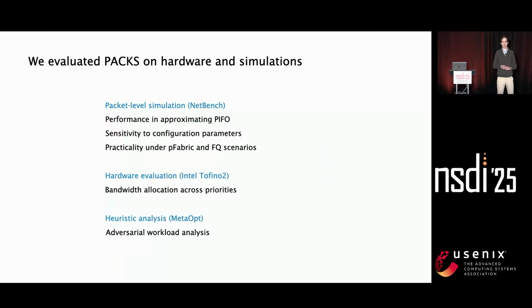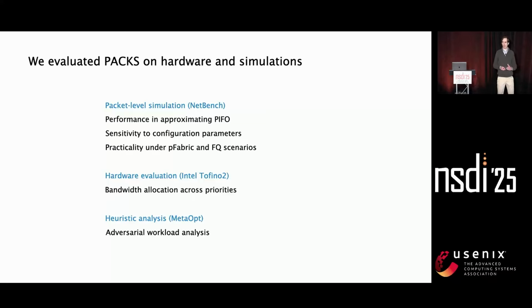We evaluated PAX both on software and hardware. So on software, we used packet-level simulations on NetBench, and we evaluated the performance in approximating PIFO, but also the sensitivity to the different configuration parameters, like the window size or like the traffic burstiness allowance. We also evaluated the practicality of PAX when running typical schedulers like pFabric or like fair queuing. We evaluated also on hardware on Intel Tofino 2 and evaluated the bandwidth that we obtain under different priority schemes.